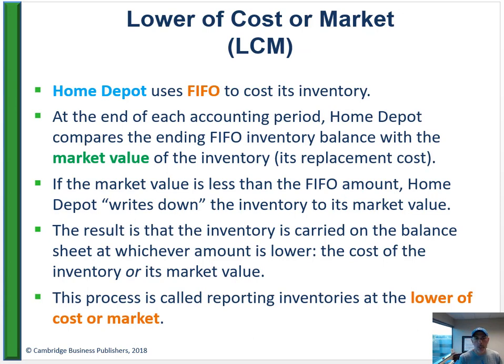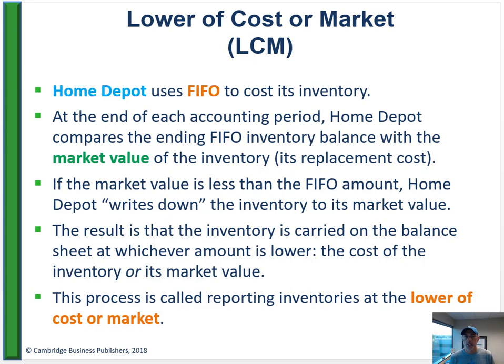Okay, so some more terminology here. Lower of cost or market. When inventory is reported on the balance sheet, periodically we need to look at that inventory and make sure that the value is not distorted. So we just compare it to what the true market value is. And if we find out that the inventory is valued at $1 million and we could really only sell it for $500,000 based on current market prices, then we need to make an adjustment.